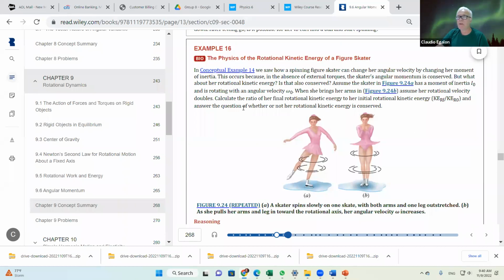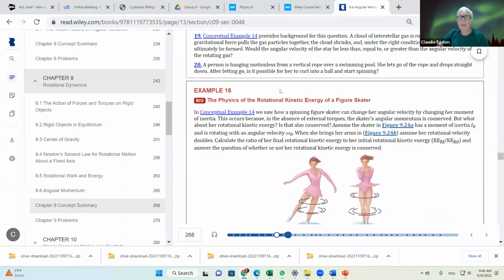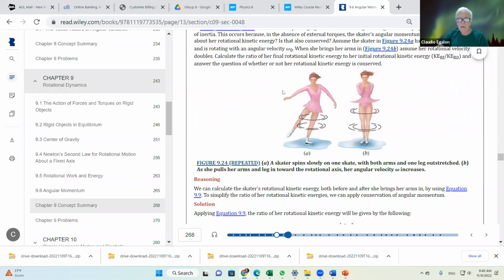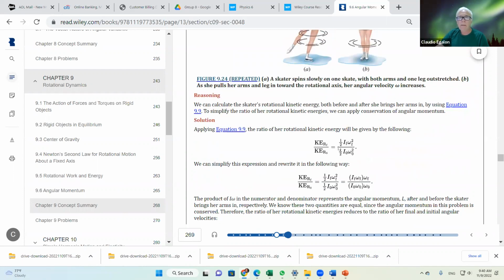That's because the angular velocity doubles. Let's do that. Here you go. We saw how it's spinning. But what about her rotational kinetic energy? Is that also conserved? Assume the skater has a moment of inertia I naught and is rotating at angular velocity of omega naught. When she brings her arm in, assume her rotational velocity doubles. Calculate the ratio of her final rotational kinetic energy. Okay, and he didn't give you the moment of inertia IF, right? Well, here you go. That's the ratio, right?